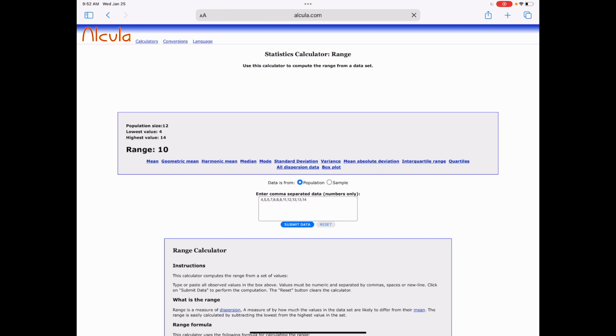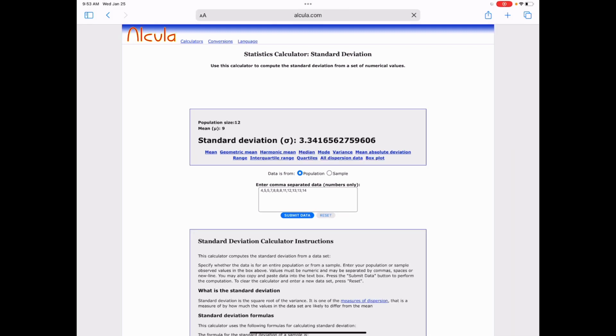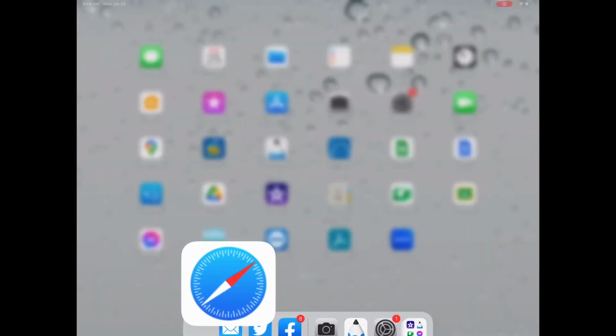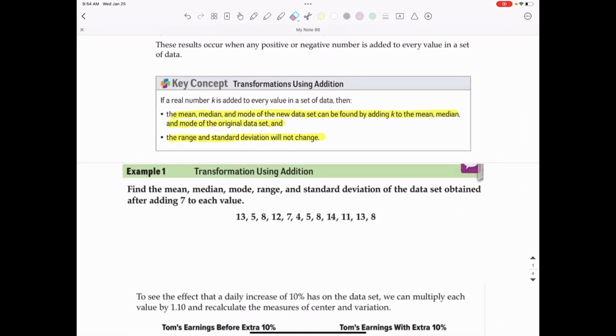And then to do the standard deviation, we'll hit the standard deviation hyperlink. And the standard deviation of the old data set is approximately 3.34. So that will remain unchanged for the standard deviation of our new data set. So to answer all the questions on this, the new mean, remember the old mean before adding was 9, but the new mean after we add 7 to the data set is going to be 16.